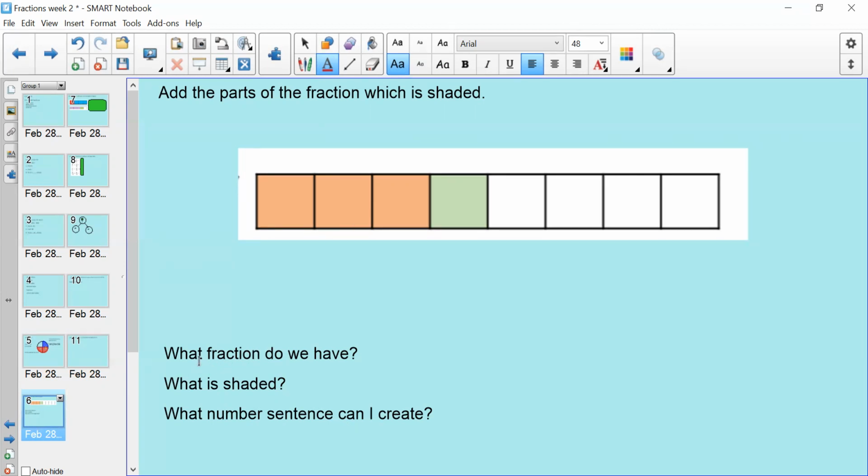Okay, so first of all, what fraction do we have? We've got 8s. We've got 1, 2, 3, 4, 5, 6, 7, 8. So this shape is divided into 8s. So what is shaded? So if we look at the orange, we've got 1, 2, 3, 8 shaded. So that's the first number that we're going to add, 3/8.